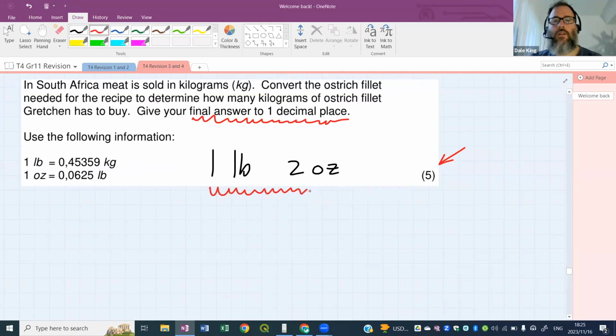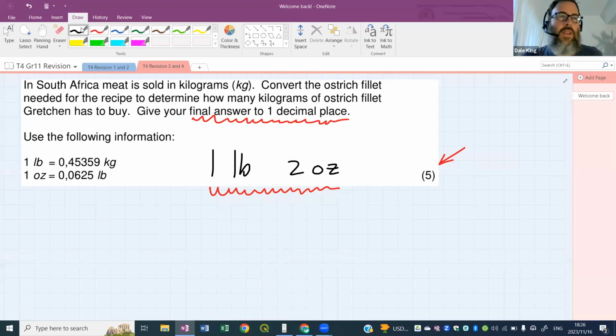We need to convert the imperial weight of the ostrich, which is underlined here: 1 pound and 2 ounces. They gave the recipe in imperial measurements. We need to convert this to metric, which is kilograms. They say you can use these conversions over here on the left to help you do that. So we've got to convert 1 pound and 2 ounces into kilograms. And don't forget that the last part of the question says round your answer off to one decimal place.